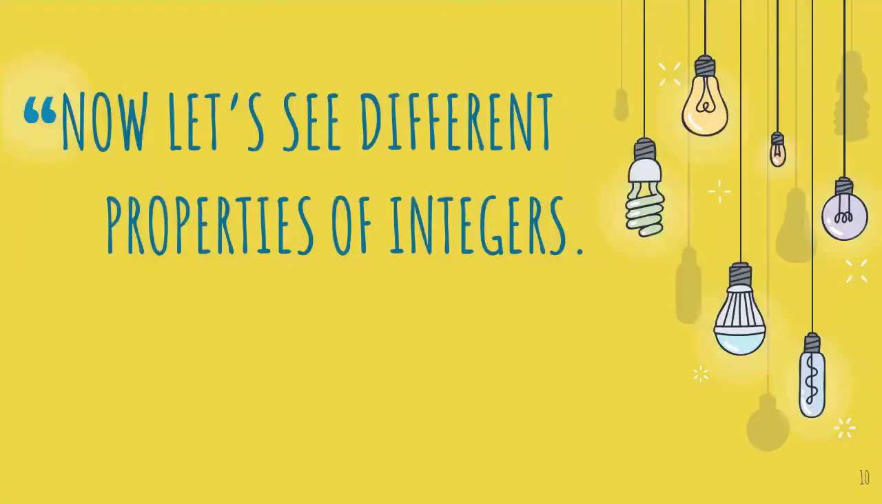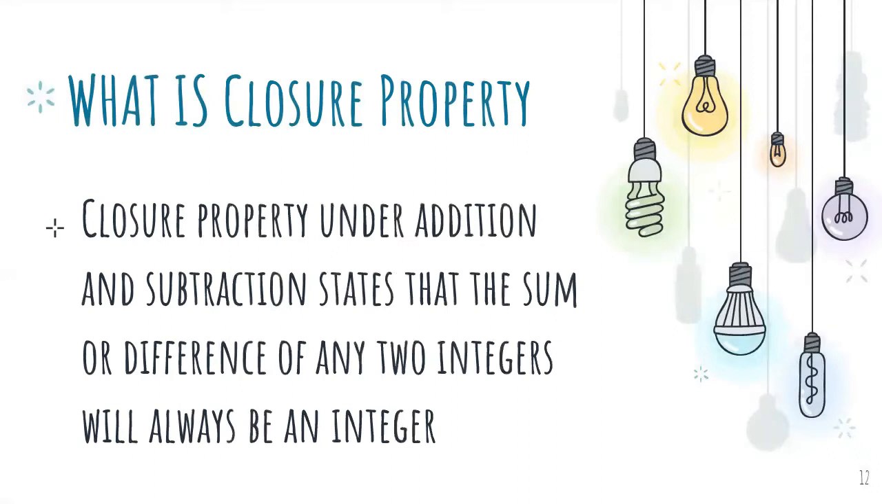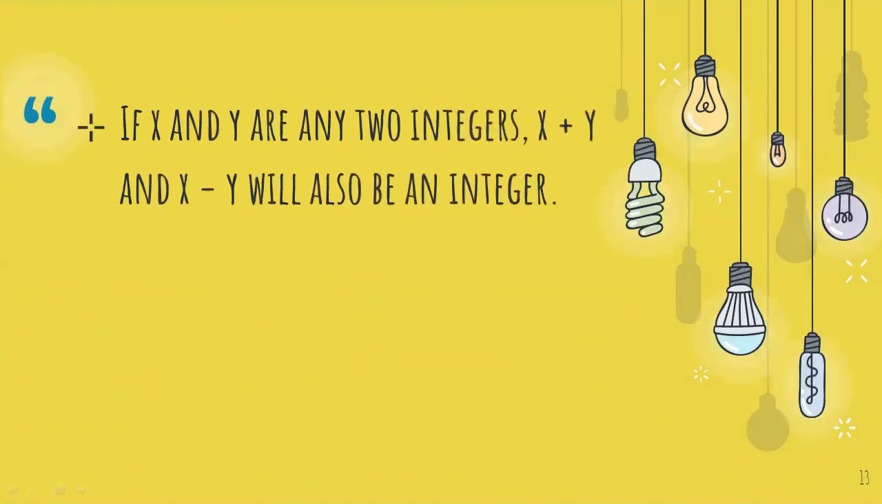Now let's see different properties of integers. Closure property under addition and subtraction states that the sum or difference of any two integers will always be an integer. So for example, let's take if x and y are any two integers, x plus y and x minus y will also be an integer. For example, we have 4 minus 3. So 4 is an integer and 3 is also an integer. And when we subtract those both, we get the answer as 1, which is also an integer.